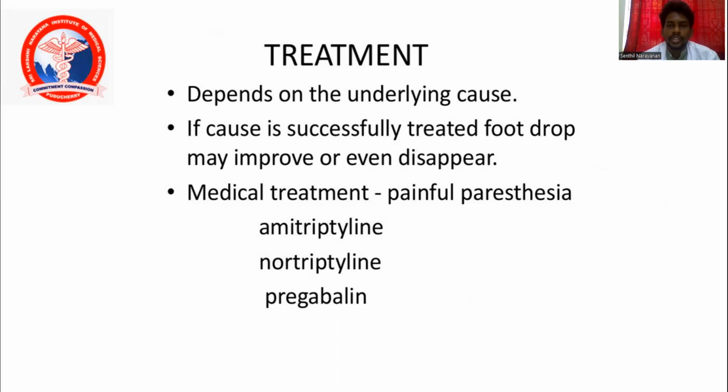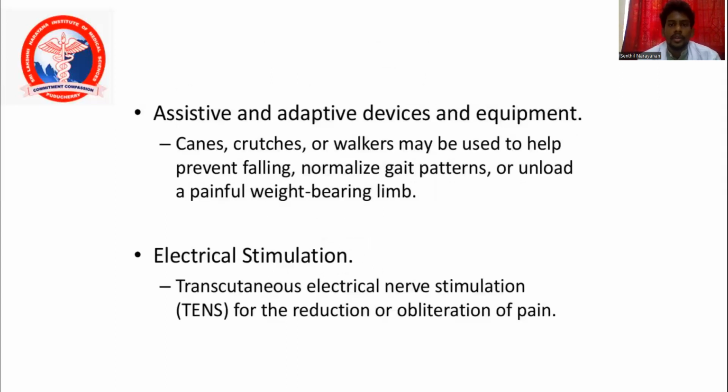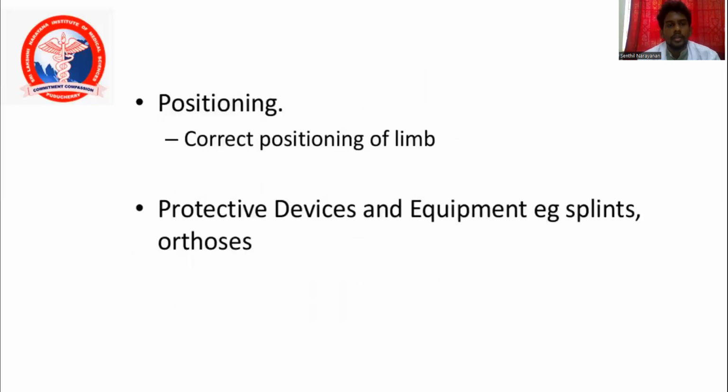Medical treatment: for painful paresthesia, if present, we can give drugs such as amitriptyline, nortriptyline, and pregabalin, which are all painkillers usually given for neuropathic conditions. Assistive and adaptive devices such as canes, crutches, or walkers may be used to help patients prevent falling and normalize gait patterns or unload a painful weight-bearing limb. Electrical stimulation: transcutaneous electrical nerve stimulation for the reduction or obliteration of pain. Positioning: correct positioning of the limb. Protective devices and equipment, for example splints and orthosis.